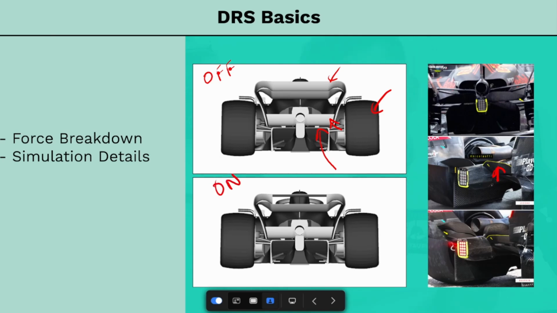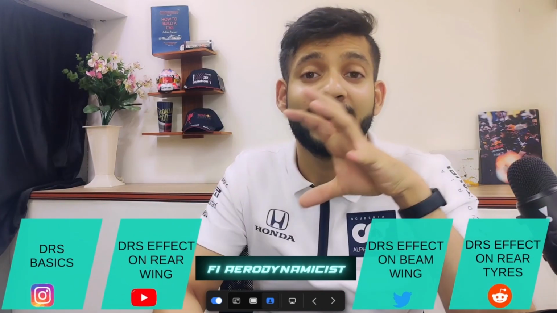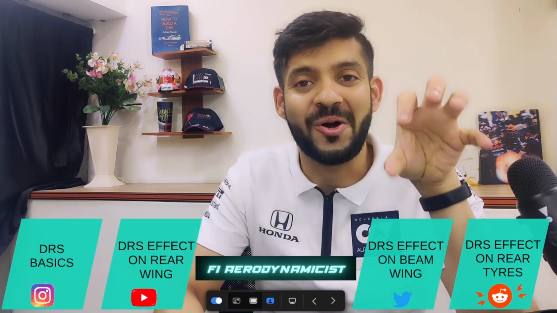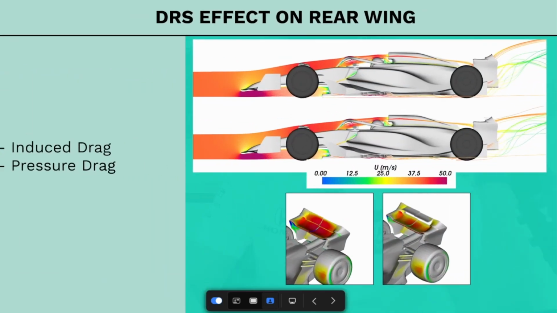So let us first look at the effect of DRS on the rear wing. When the DRS is open, the rear wing flap opens up and there are two effects. First, the rear wing flap produces very little downforce and in turn stops complementing the rear wing main plane in downforce generation. So what do I mean by this?